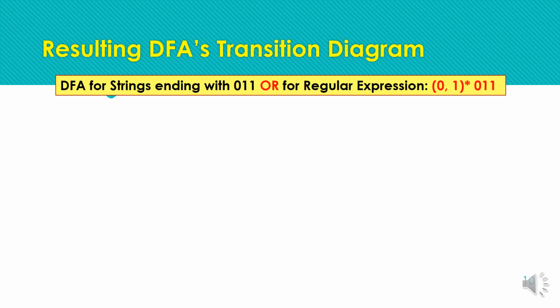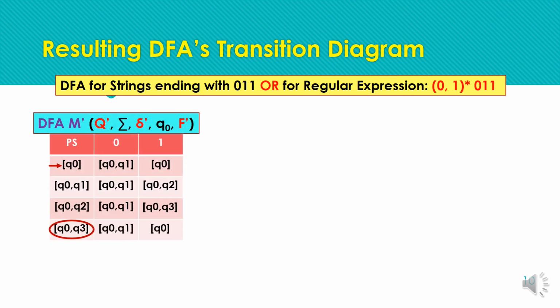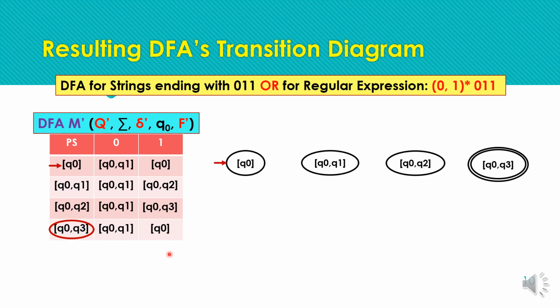Next, we need to draw the transition diagram. This is the resulting DFA table from the last slide. The equivalent transition diagram can be easily drawn from the table, because both notations represent the same information, meaning the mapping of the present state to another state for the present input symbol. So from Q0 we are moving to state Q0 Q1 for input symbol 0, and we are moving to state Q0 for input symbol 1.